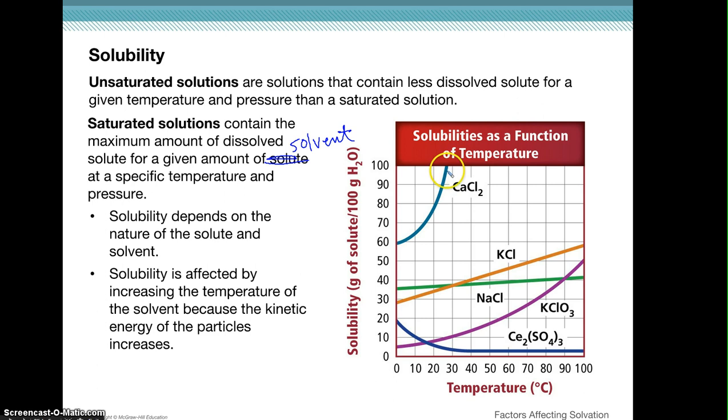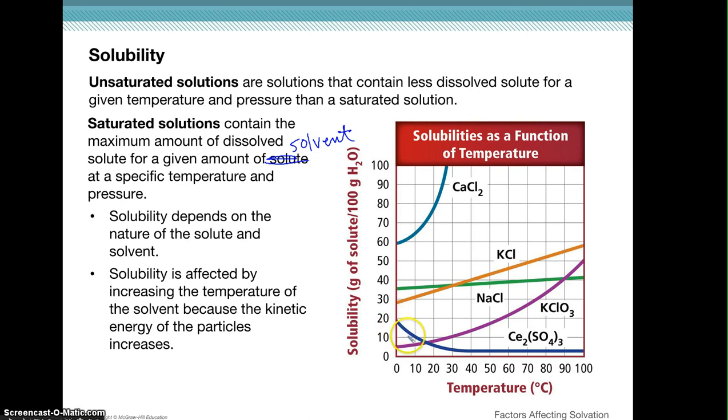Now, what happens if we dissolve almost 100 grams and then we cool it back off? Well, that means some of it's going to have to crystallize out because it can't dissolve anymore. Solubility is based on temperature. If you take a look at NaCl, okay, that has a very small slope. So we're not going to get a lot of increase in solubility as we increase temperature.